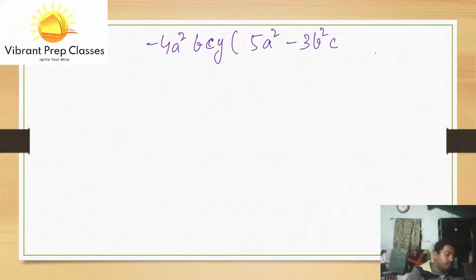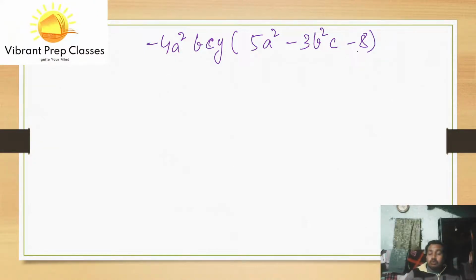So trying out the next question. Multiply minus 4 a square bc with 5a square minus 3b square c minus 8. So we will be multiplying these two.